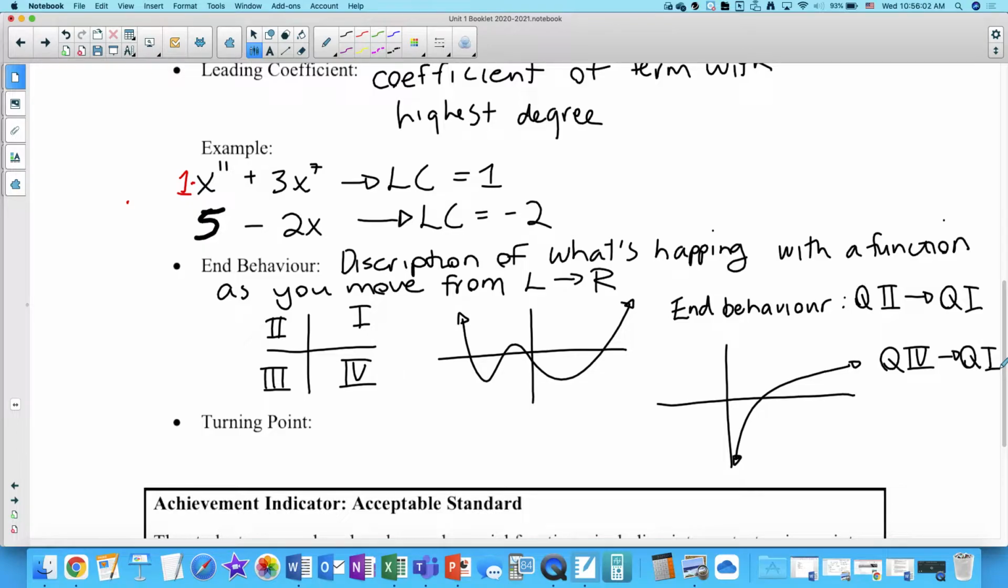A turning point on a graph is the point where a function changes from increasing to decreasing or decreasing to increasing. And that's actually going to create a maximum or minimum point, or a local maximum or minimum point, okay? So it's the point where the function turns from increasing to decreasing or vice versa.